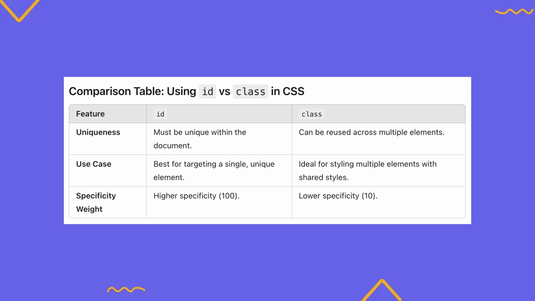Its value is 100. This means that overriding style set with an ID is more challenging and would require using long selector chains, which is inconvenient. Therefore, for styling in CSS, it's better to use classes, and for logic in JavaScript, use IDs.